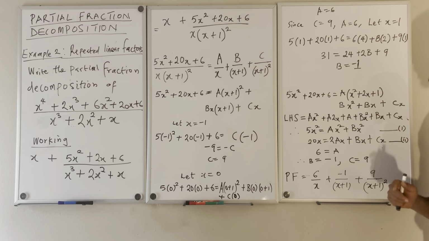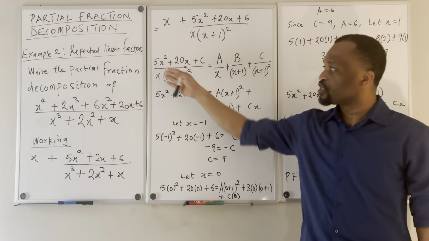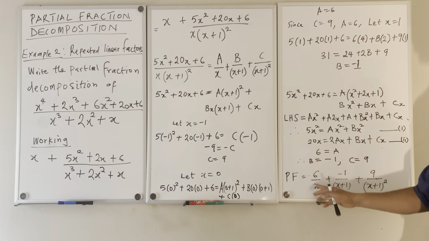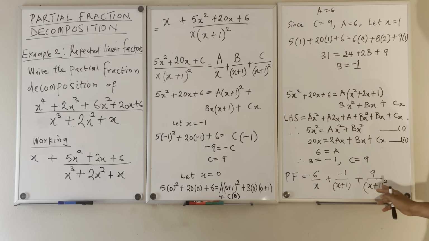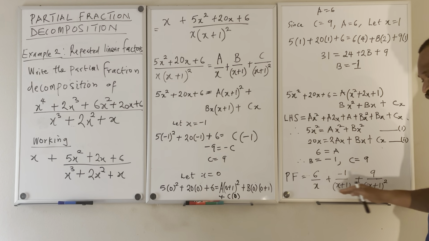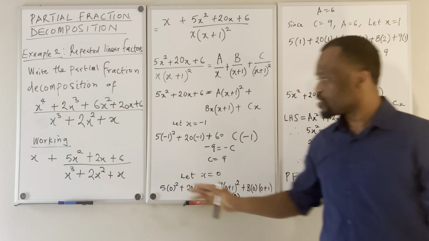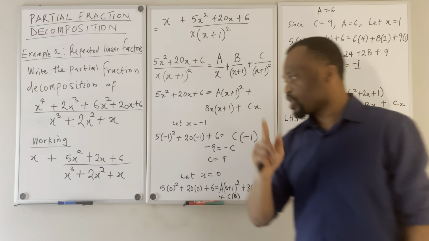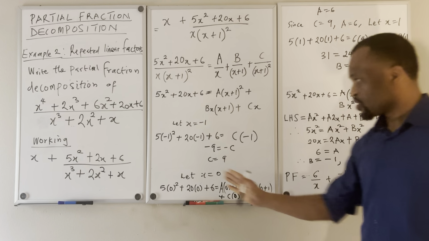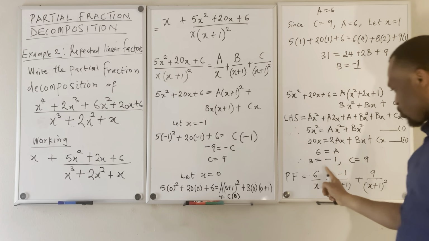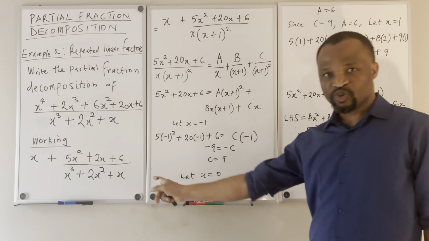So with all of this, our partial fraction decomposition is equal to 6 over x plus minus 1 over x plus 1 plus 9 over x plus 2 raised to the power 2. So this is the partial fraction decomposition of this expression. But mind you, we were given this to decompose. So in other words, if I want to write the partial fraction decomposition of this, I would write the whole of this, equal to the whole of this, inclusive of x.